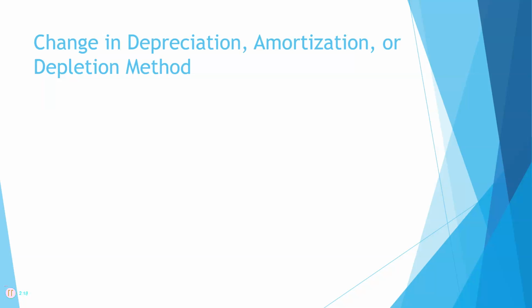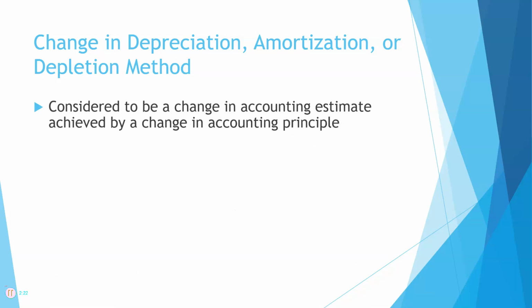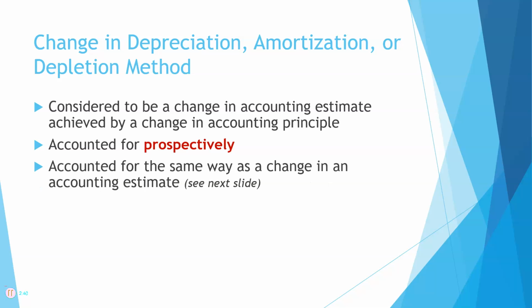Now, change in depreciation, amortization, or depletion method. These are considered a change in accounting principle that we treat as a change in accounting estimate. So what does that really mean? Well, it means that we have to account for it only going forward. We cannot change what we've already done. We can only go forward. So it's treated the same way as a change in accounting estimate.